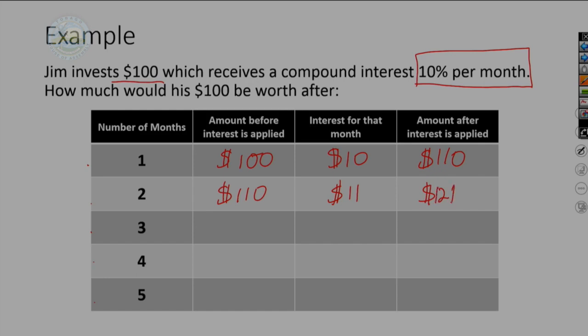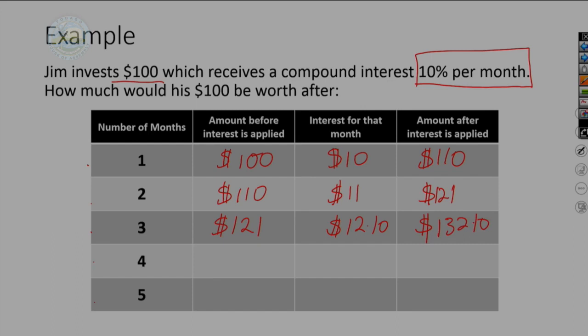What about month 3? How much did he start with? Well, he started with $121. What was his interest for that amount? It will be 10% of the current amount. So it's 10% of 121, which will be $12.10, putting your total to $132.10. You're seeing the difference, right?